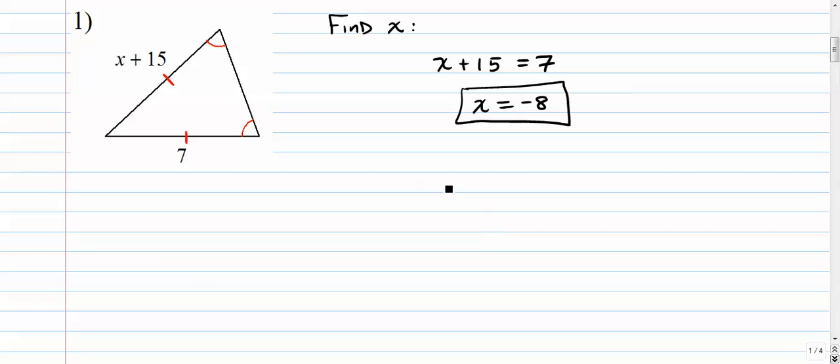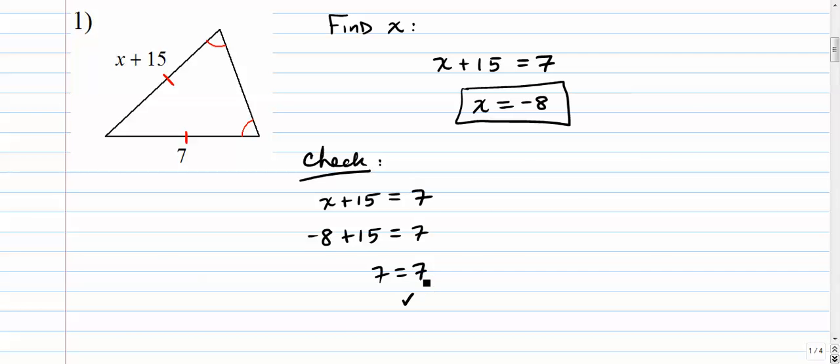Really simple. To check your work, of course, you want to put it back into the formula. So -8 plus 15 should equal 7, and it does. So we're correct. Number 2.